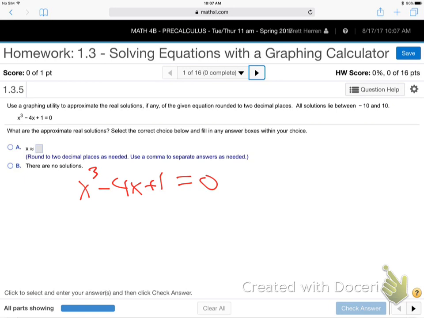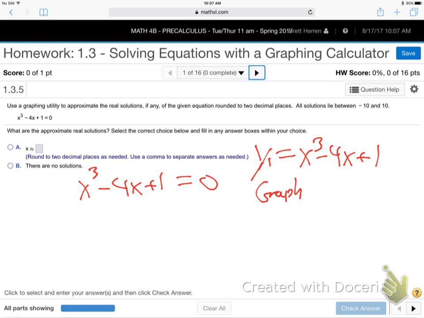Before I do that, let me write what I'm going to do on the screen. So I'm going to put into Y1 this function, x cubed minus 4x plus 1. I'm going to put it into Y1, and then I'm going to graph it. Is this making sense? So I'm going to go Y1 equals, and then I'm going to graph the thing and see what it looks like. So let me go back, and then I'll ship you a YouTube is what I'll do.